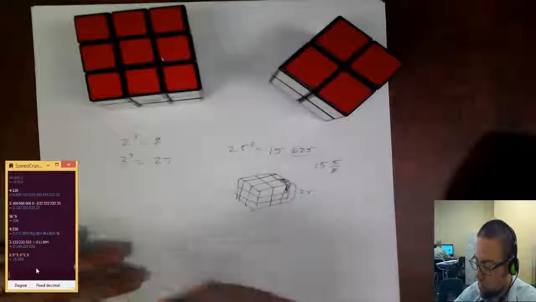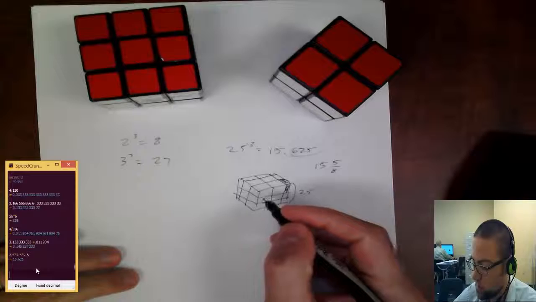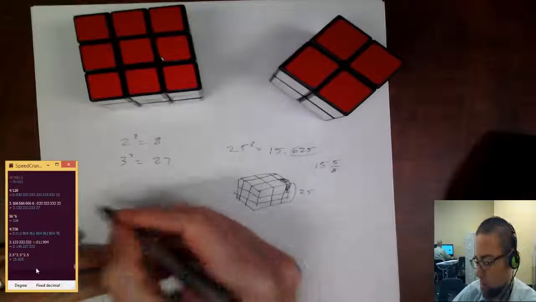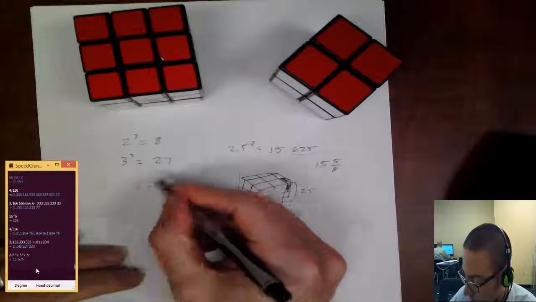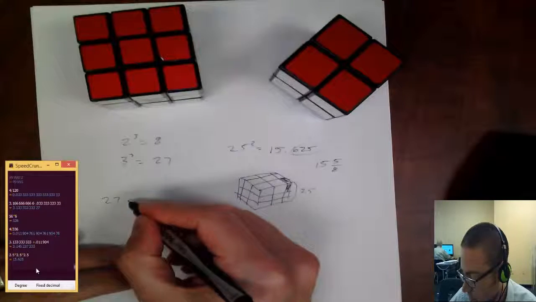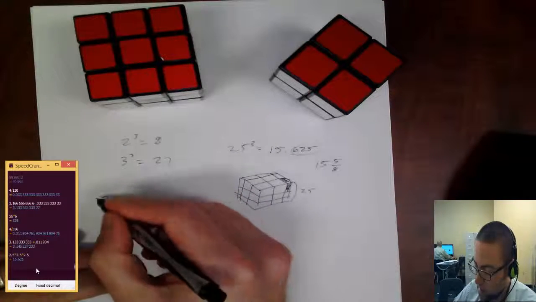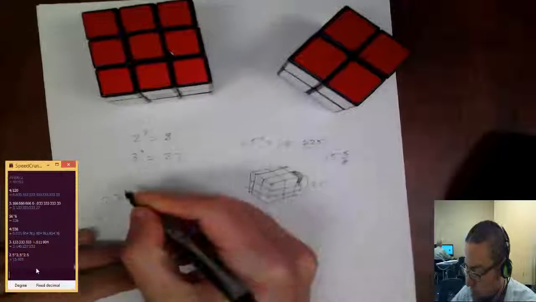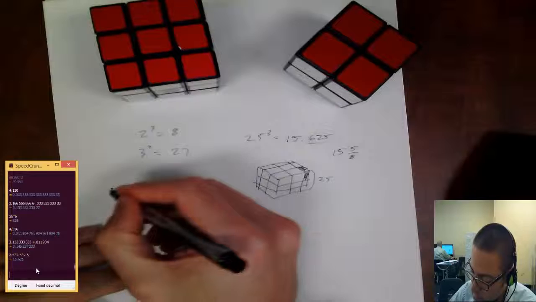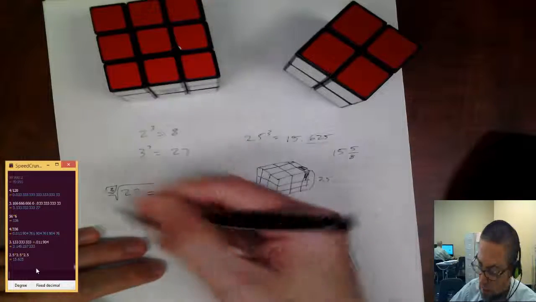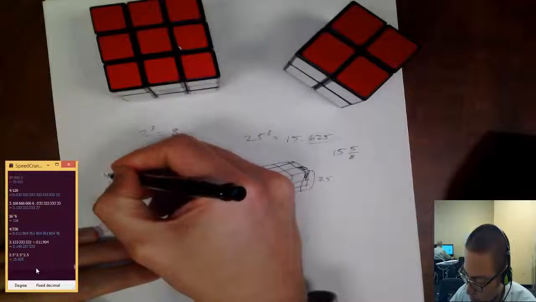Now, what if I was given the number of cubes and then I wanted to find the side length? So that's undoing this cube idea. So if I was given 27 and I wanted to find out the side length, I would take what's called the cube root. So the cube root has this little thing called an index right here in the corner, and we make it a 3.